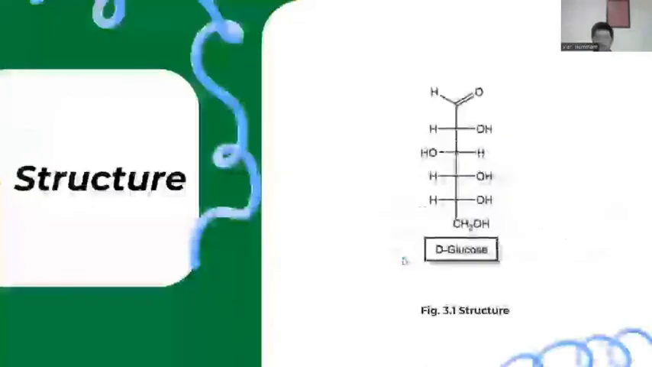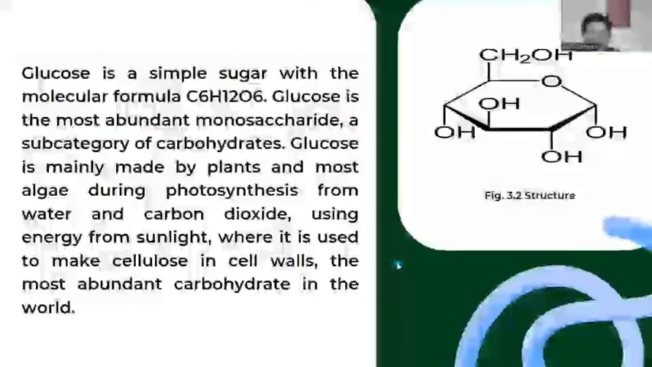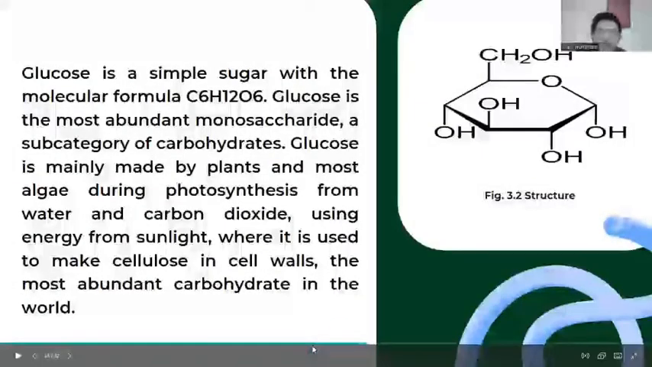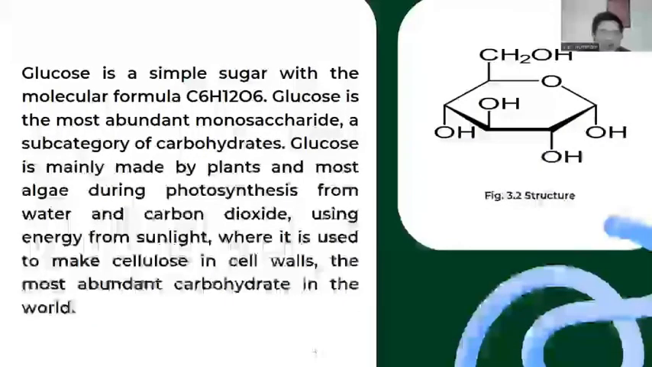Next. And this is the structure of glucose determination. Next. Glucose is a simple sugar with the molecular formula C6H12O6. Glucose is the most abundant monosaccharide, a subcategory of carbohydrates. Glucose is mainly made by plants and most algae during photosynthesis from water and carbon dioxide, using energy from sunlight, where it is used to make cellulose in cell walls, the most abundant carbohydrate in the world.